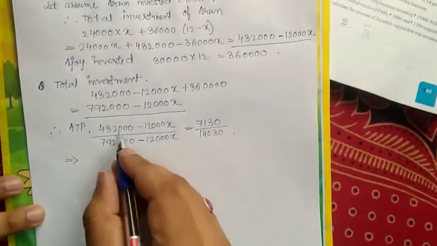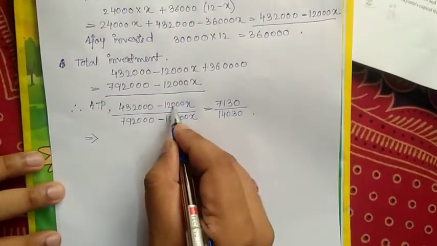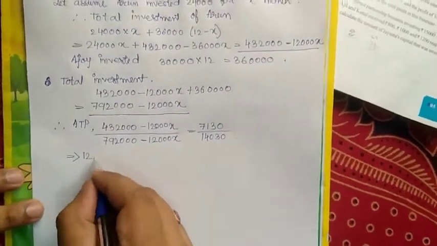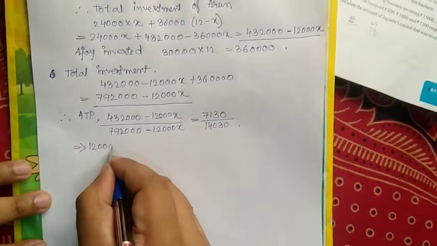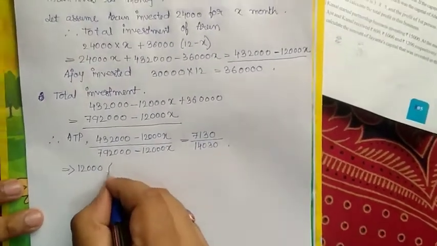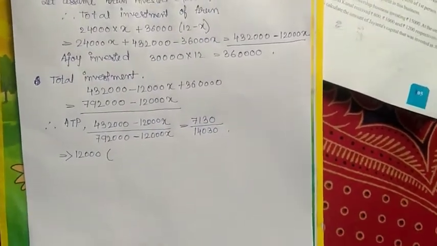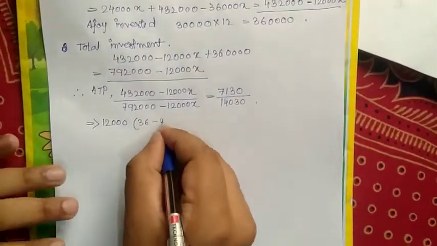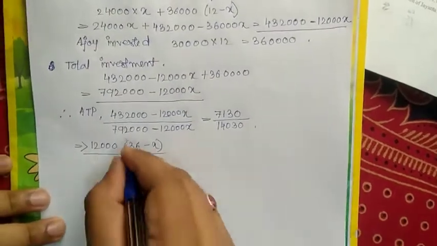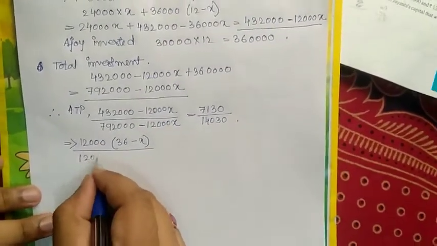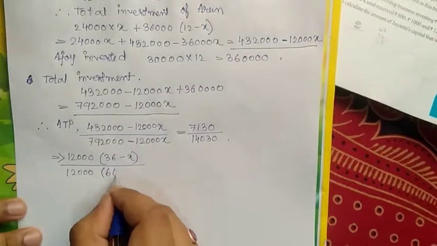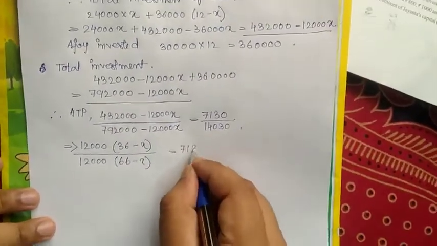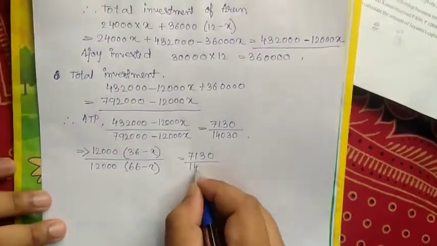So therefore, there are 3 zeros here also and here also, and we can take common 12,000. If we take common 12,000, we get 36 minus X by the same here, 12,000, we get 66 minus X, and this should be 7130 by 14,030.